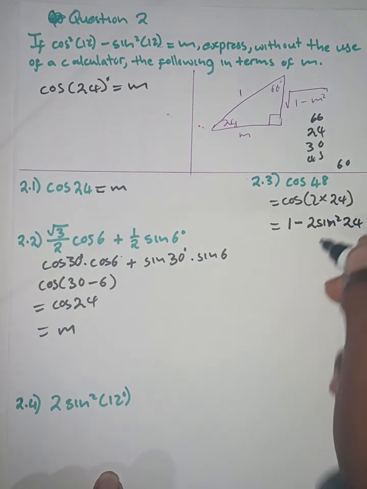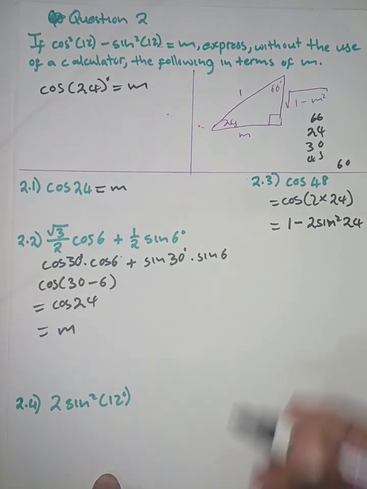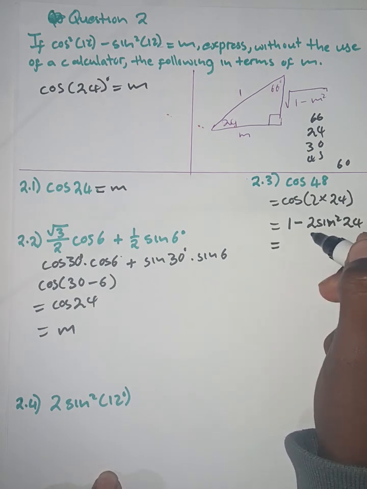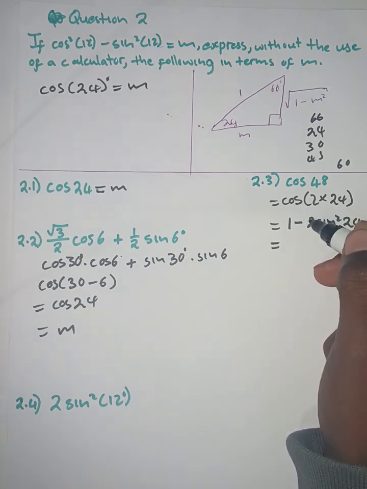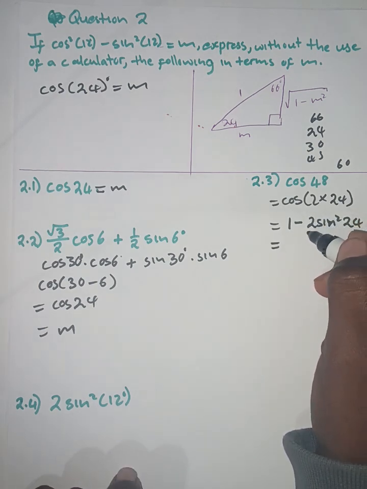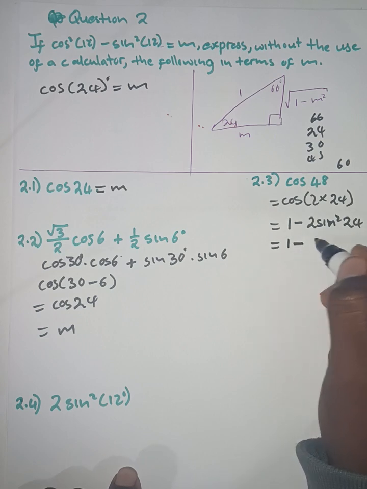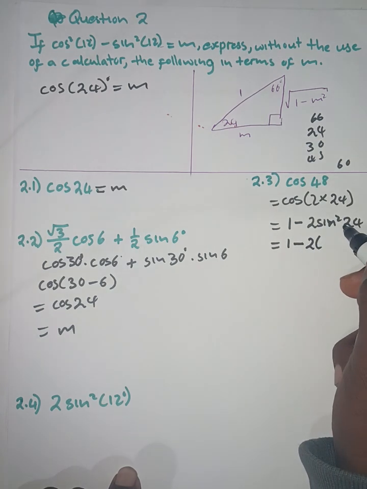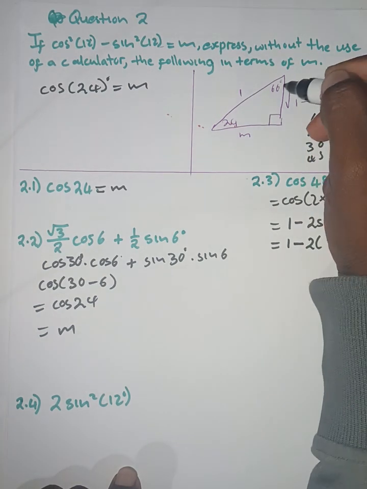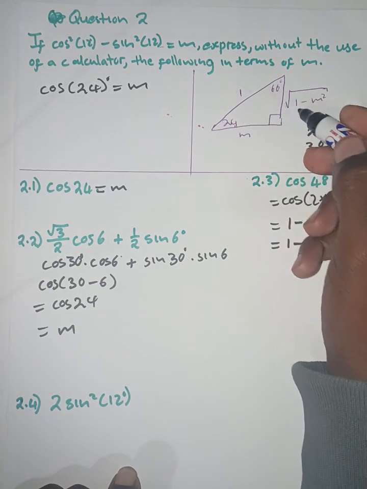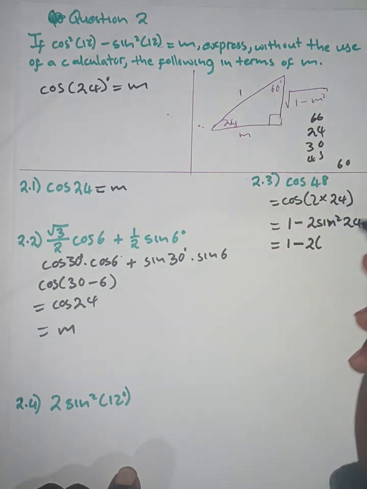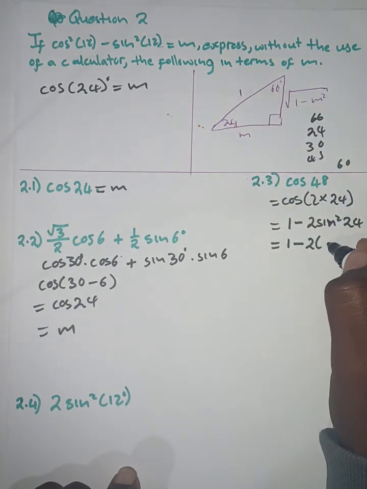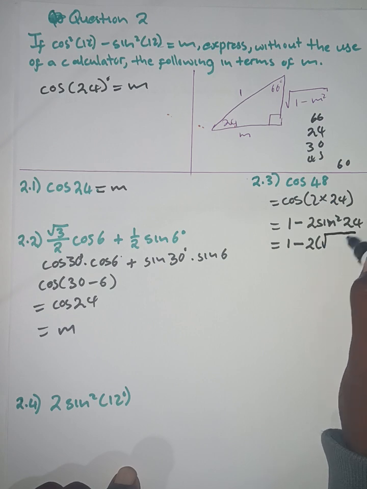Now you can use the other ones in this case. I don't know why lately I always choose to use that. So this is 1 minus 2 sine of 24, and we know that sine of 24 would be the opposite over the hypotenuse, which is just 1. So this would be the square root of 1 minus m squared, and that would be squared there.